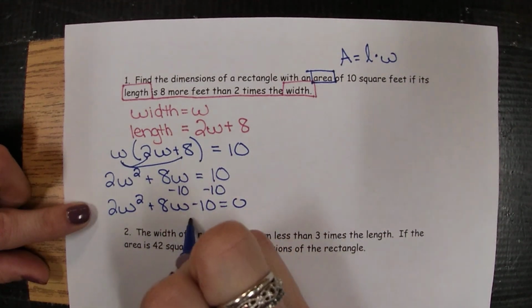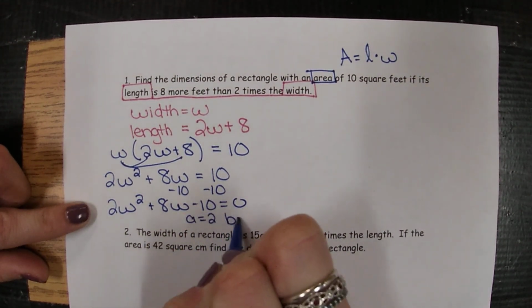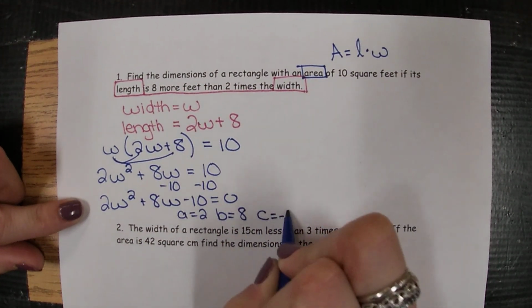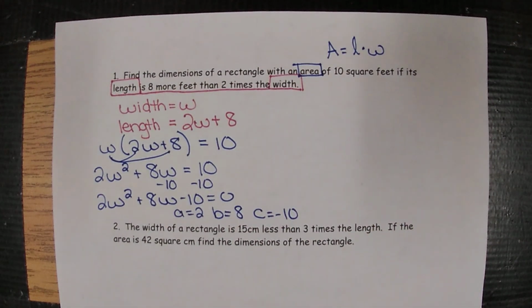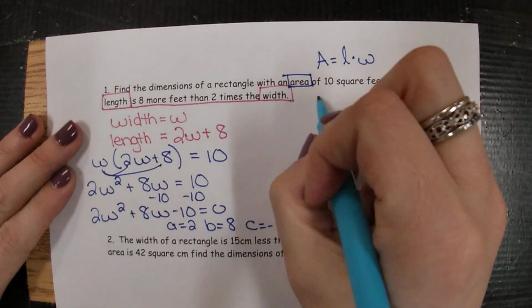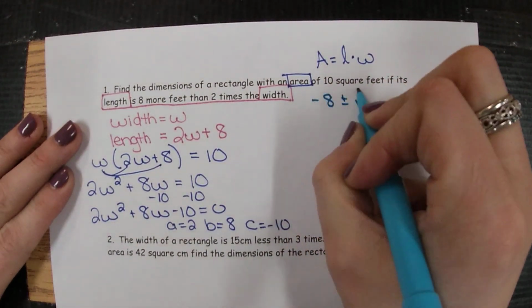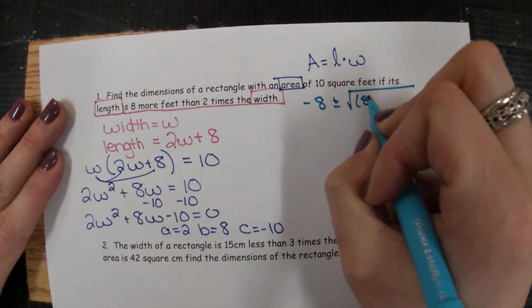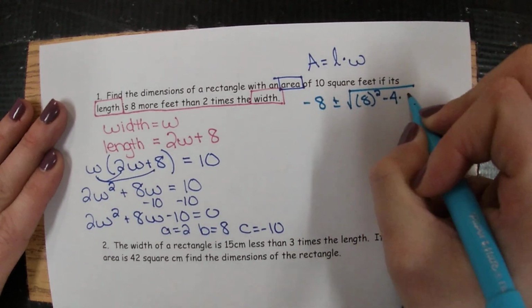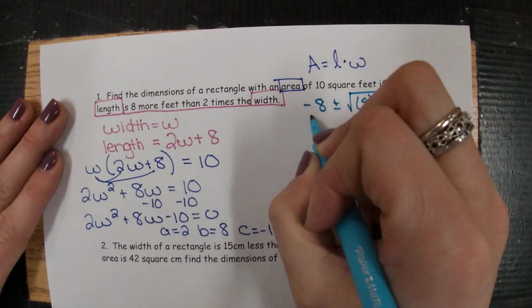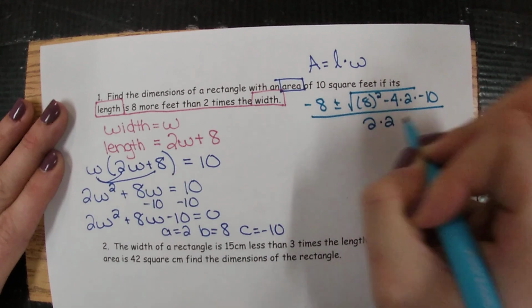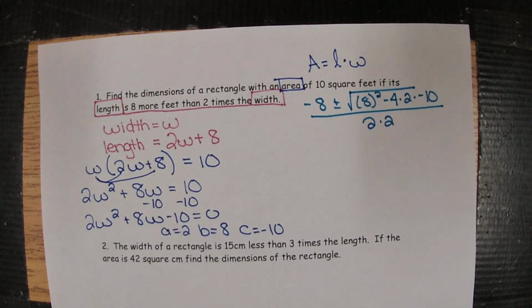Okay, so that says A equals 2, B equals 8, and C equals negative 10. And so now we're just going to start solving this with the quadratic formula. Okay, so we're just going to start plugging in. Negative 8 plus or minus the square root of 8 squared minus 4 times A times C all over 2A. Okay, if you're not sure where all those numbers come from, you might need to go back and watch the video over the quadratic formula.